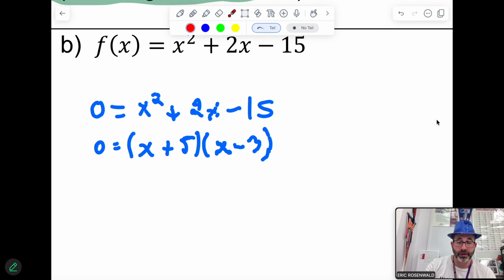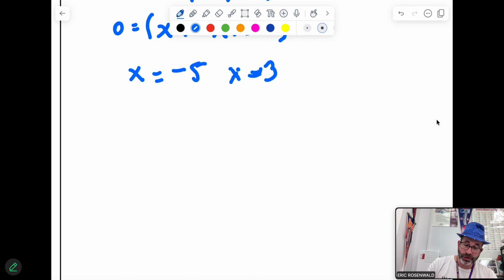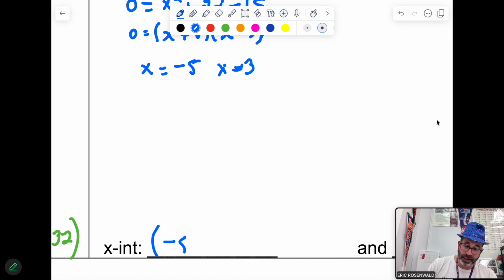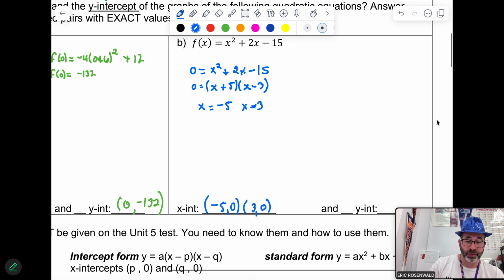So we know that works out okay. So we're going to solve. We get x is equal to negative 5 and x is equal to positive 3. So that means that we're going to have x is equal to negative 5, 0, and positive 3, 0 for the x-intercepts. My y-intercept, remember we're going to go ahead and set x equal to 0.